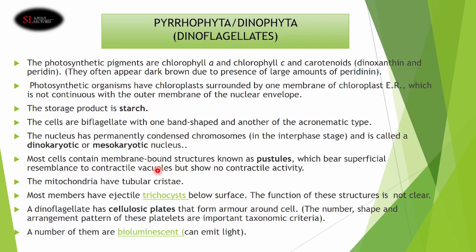Okay, so we need to look at another group of algae, and those are the dinophytes or dinoflagellates or pyrrophyta. So what are some of their characteristics? Their photosynthetic pigments are chlorophyll A, C, have some carotenoids like dinoxanthin and peridinin, and they appear brown because of peridinin.